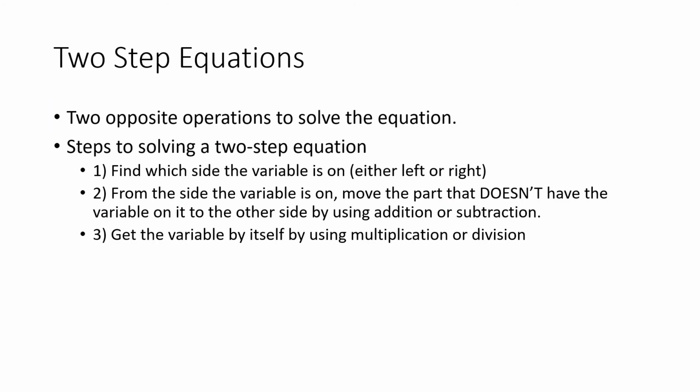Moving on from one-step equations, we have two-step equations. Basically what the title says. We're going to use two steps to solve it. To solve a two-step equation, we're going to figure out which side the variable is on, whether that's the left or the right. From the side the variable is on, we're going to move the part that doesn't have the variable on it to the other side by using adding or subtracting. Then, to get the variable by itself, we'll use multiplication or division. At the last step, it should be a one-step equation. We'll use its opposite operation to solve for it.